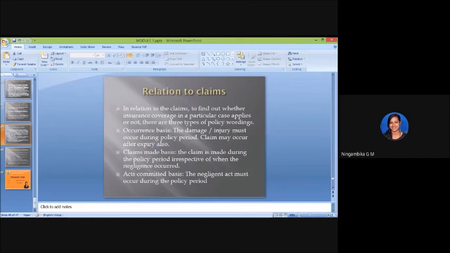Claims-made basis: is the claim made during the policy period, and are add-ons added or not, or has any negligence occurred; that has to be analyzed. And acts-committed basis: the negligent act must occur during the policy period. Has the act occurred in the policy period or after the policy period? All these three important things have to be maintained when you go for claims, in order to reduce your losses due to the risk. Okay, so this is very important. We have further calculations in the sixth module of this subject, so I'll be explaining in further videos.